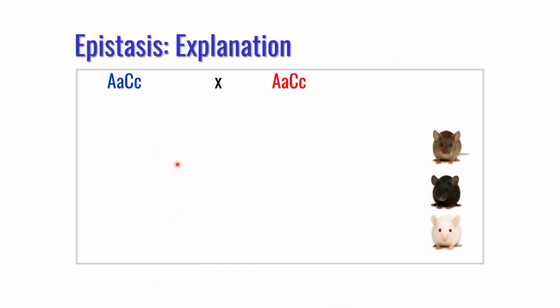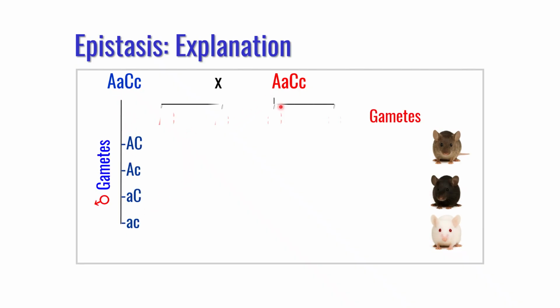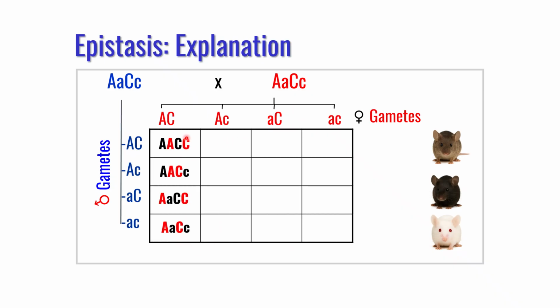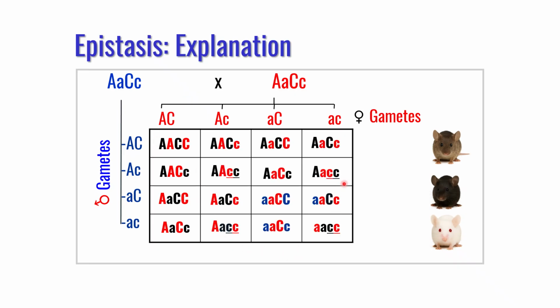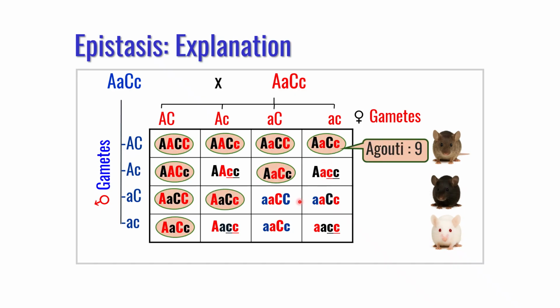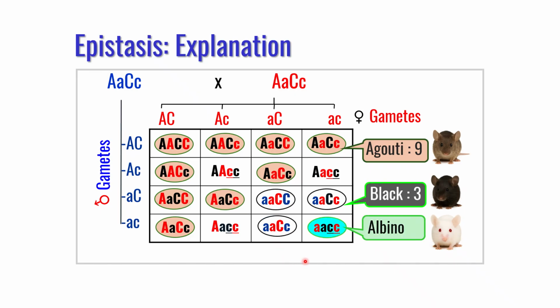So let us explain the ratio 9:3:4 using the Punnett square method. This is a male mouse forming 4 types of gametes. We have seen that, and 4 types from this female mouse. 4 times 4 is 16. Make 16 boxes and put the combination of these genotypes and interpret the results. Wherever you have at least one capital C and one capital A, that will be agouti. So these are 9 agouti. Wherever you have at least one capital C and both small a's, that will be black. So there are 3 black, and ideally this should be only one albino, but there are 4 albinos.